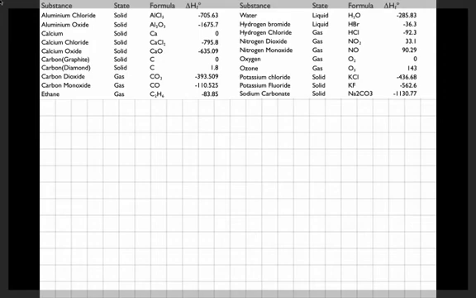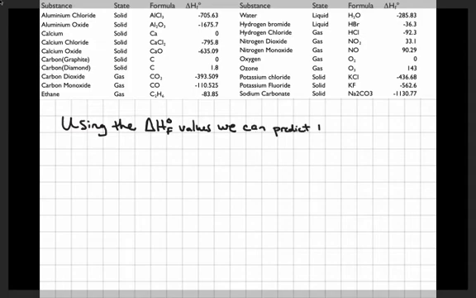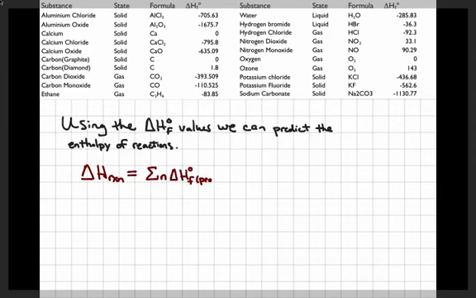How are we going to use these? Well, using the enthalpy of formation values, we can predict the enthalpy of reactions which we can't easily determine by experiment. So if we have a reaction and we don't know the enthalpy of the reaction and can't easily determine it by experiment, we can use the following relationship, in which the enthalpy of the reaction is equal to the sum of the enthalpy of formation of the products minus the enthalpy of formation of the reactants. We'll talk a little later about where this equation comes from and why it works, but for now we're just going to learn how to use it and the enthalpy of formation of different compounds to determine the enthalpy of a reaction.